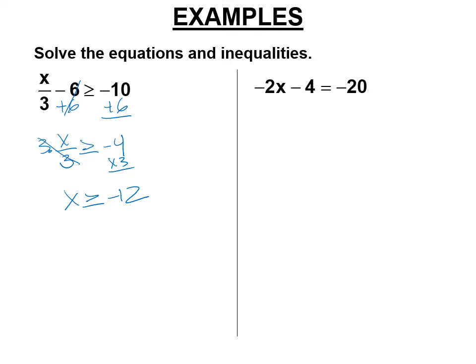Okay, now this one is going to have something tricky about it. Can you tell what it's going to be? Well, let's see. It's minus 4, you add 4. Oh no, we're not going to have anything tricky here. I apologize, that's coming. Negative 20 plus 4 is negative 16. Divide both sides by negative 2. And x equals negative 8.